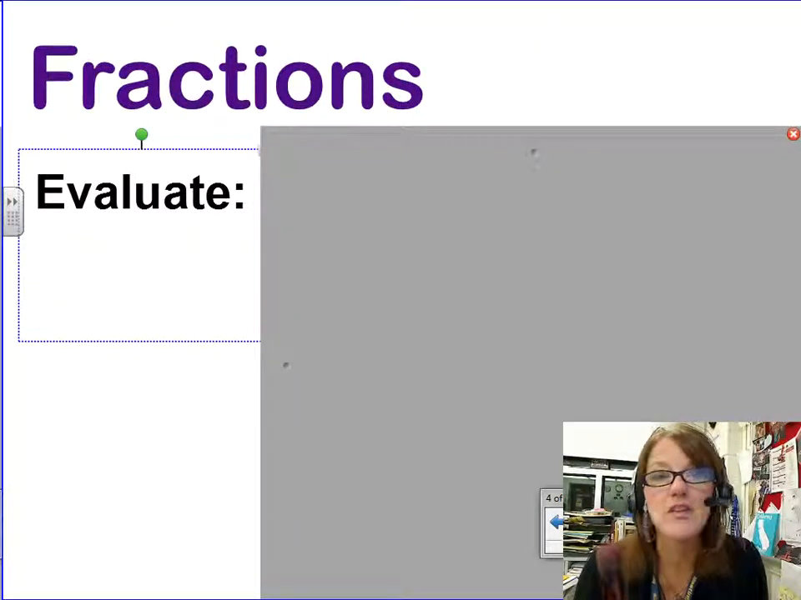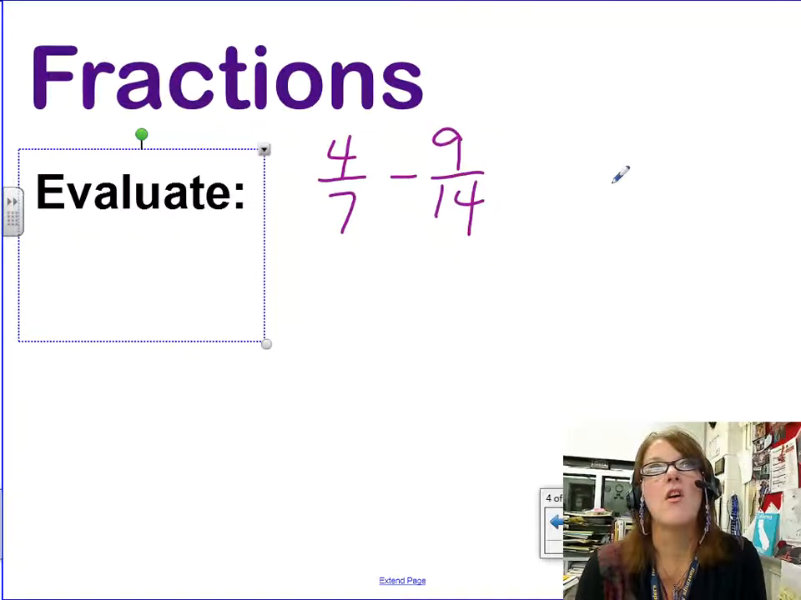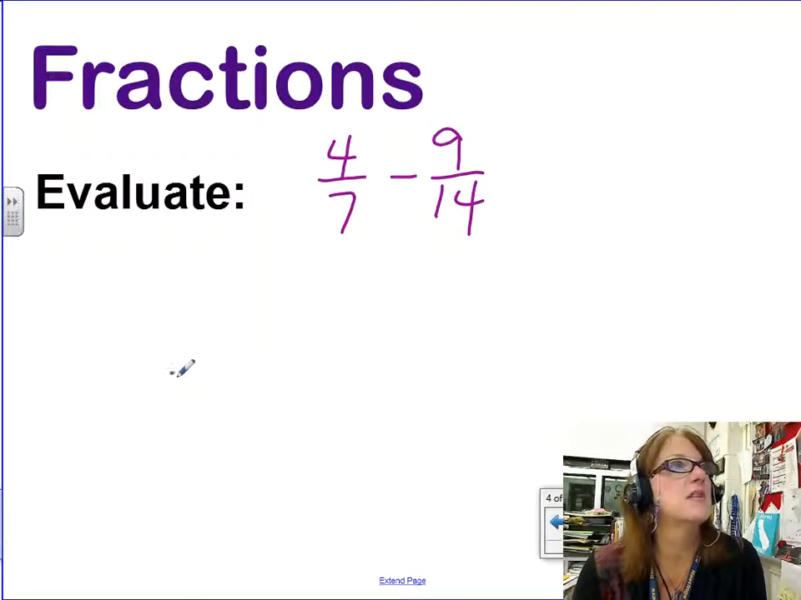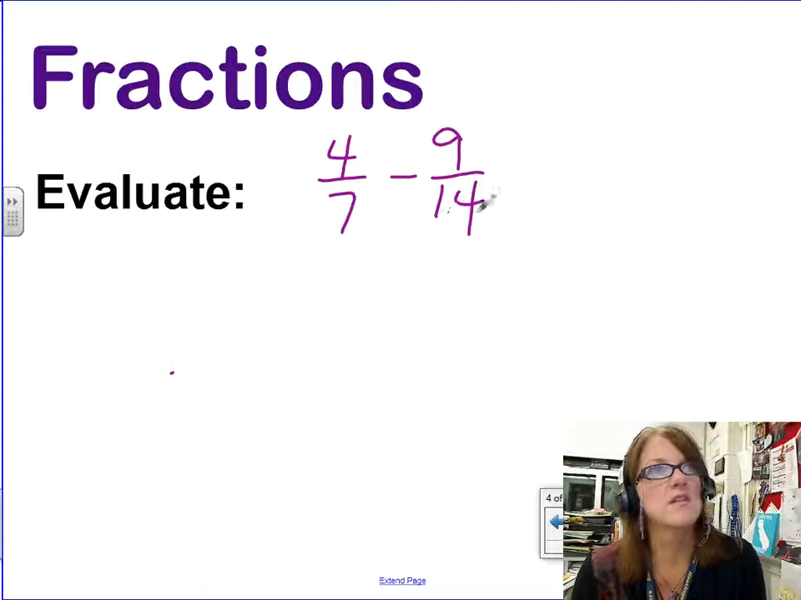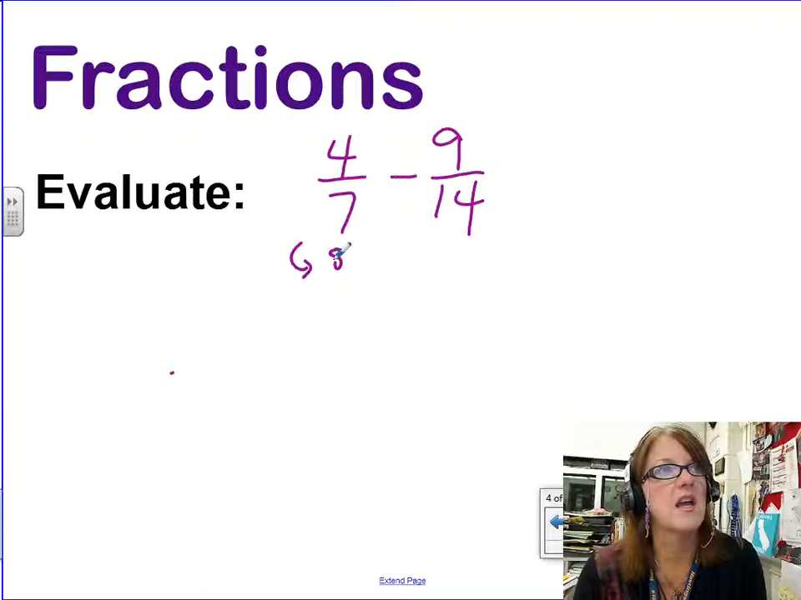Well, what about fractions? Same deal. Okay. It's just that we've got all these different levels we have to deal with. So let's take a look at this particular one. 4/7 minus 9/14. Okay. 4/7 minus 9/14. Well, the first thing I need to do is get a common denominator. So luckily, 7ths and 14ths, this isn't too bad. I'm going to rewrite this guy as 8/14 and rewrite this guy as 9/14.